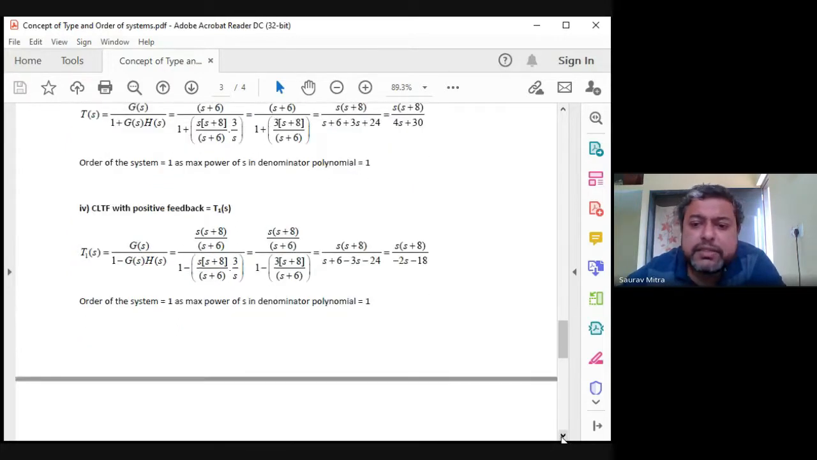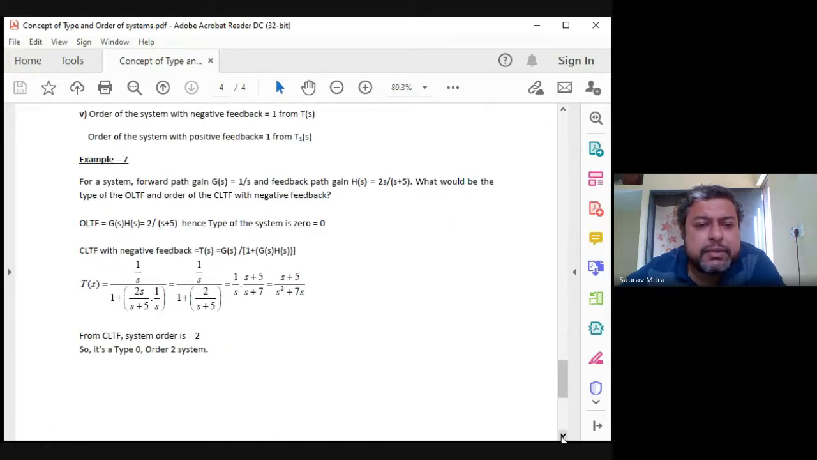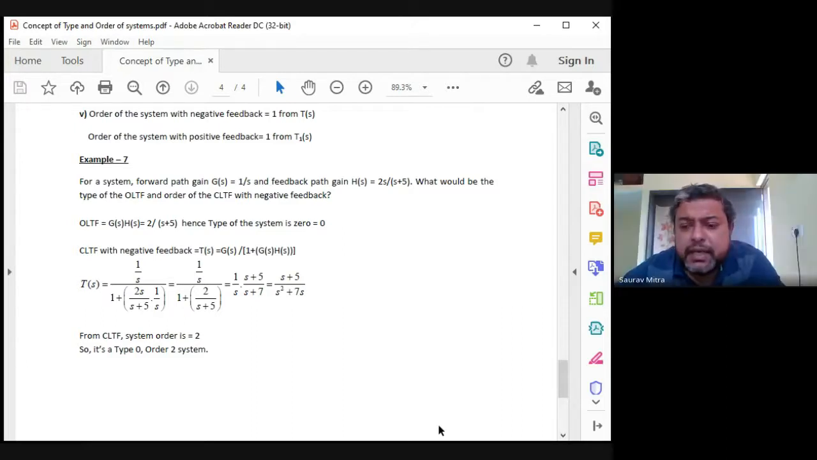Okay, so this document I will upload. And last example, GS is 1 by s and HS is 2s divided by s plus 5. So if you multiply, it will become 2 by s plus 5. So it's a type 0 system. So I think now तुम्हारा type, order, characteristic equation, pole, stability, all these fundamentals are clear. Clear. Easy, right? So we will stop here.